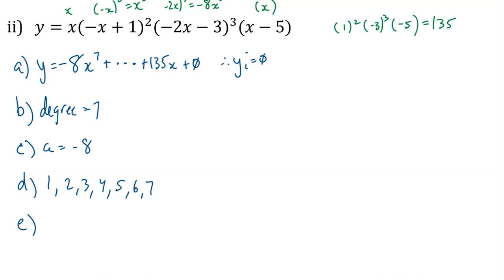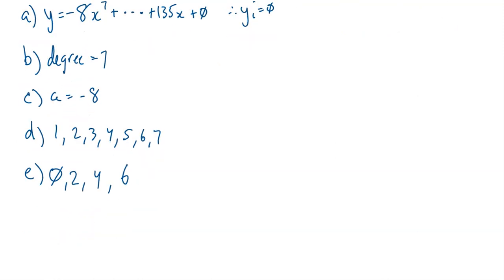As for turning points, that's not fine. Odd degree functions can have 0 turning points. They can have up to 6. But it's not all of the values between. It can have 0, 2, 4, or 6. Okay, so be careful of that. F.